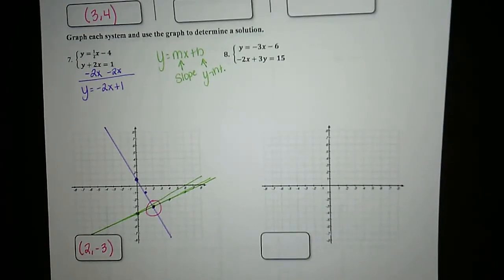So, Miss Beist, what do I do if they don't give me a graph? Well, guess what, Yasmin? I'm going to show you.